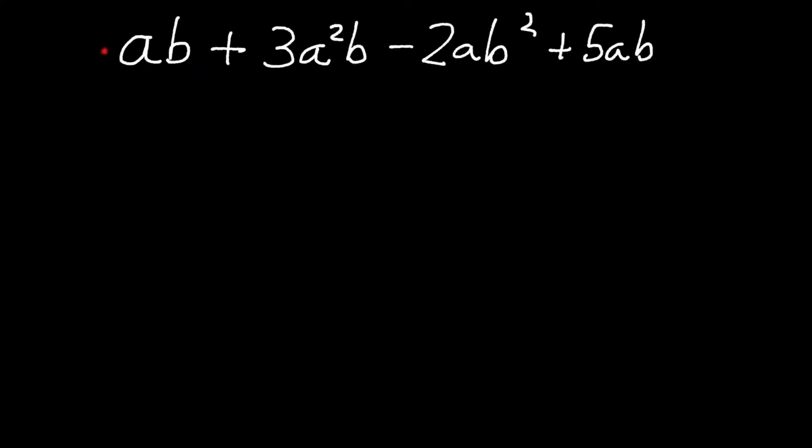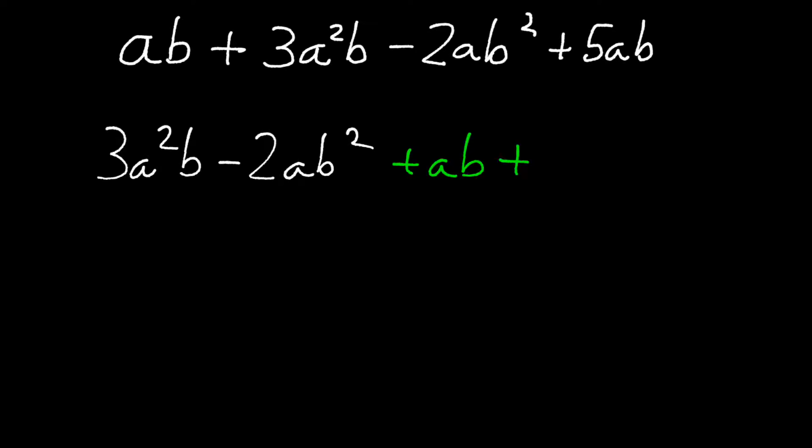So I've got to compare ab, my first one, to everything else. And what we hopefully notice is that this has a and b, but it's a squared b, so it's different. This has a and b, but it's ab squared, so that is also different. And then my last term over here is just 5ab. So this, our 5ab, and our ab are the only terms that are the same. Everything else is going to stay as it is. So I can rearrange things. I'll have 3a squared b minus 2ab squared plus ab plus 5ab.